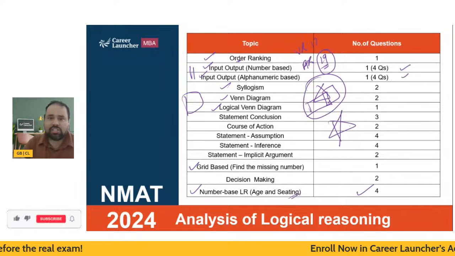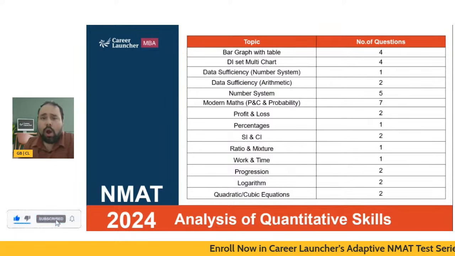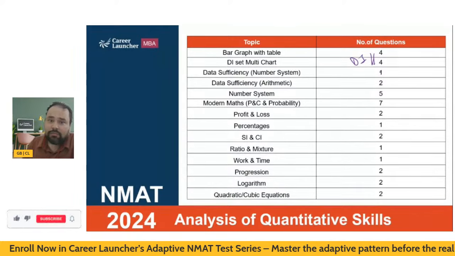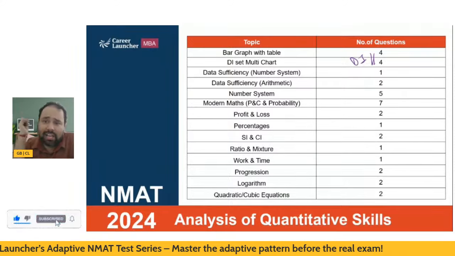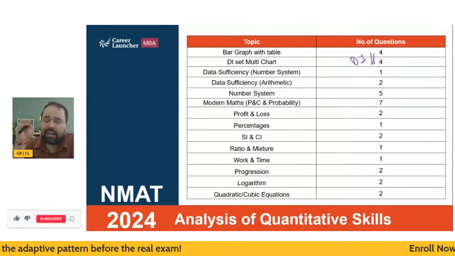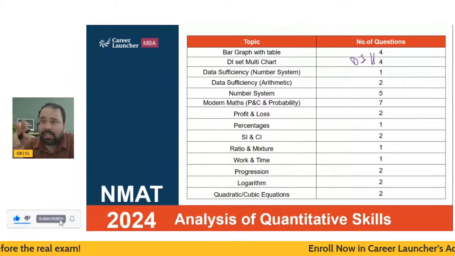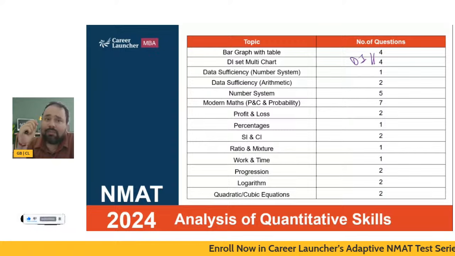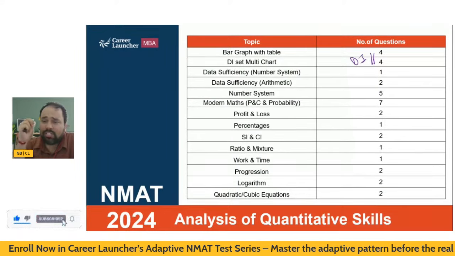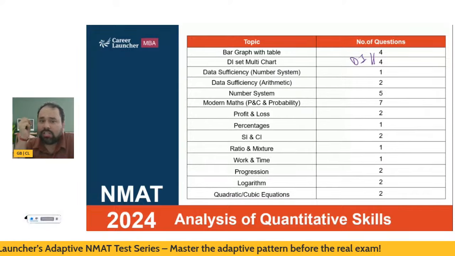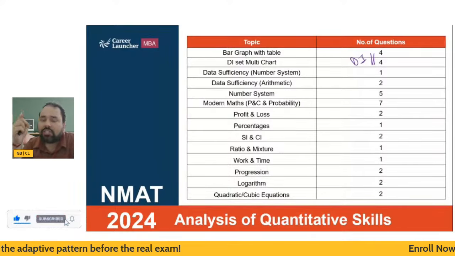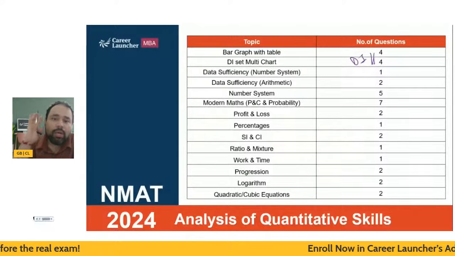I'll go through all three sections before I take your questions. Quant includes, like I pointed out, these two, DI, and then comes data sufficiency. What is data sufficiency? They will ask you a question, okay, is A greater than B? Then they will give one statement regarding a relationship between A and B. Then statement 2 regarding a relationship between A and B. And then the options: only statement 1 was sufficient to answer the question, only statement 2 was sufficient, both together were sufficient, either of them alone was sufficient, or both together you could not answer the question. It will come like this. That is basically what data sufficiency is.